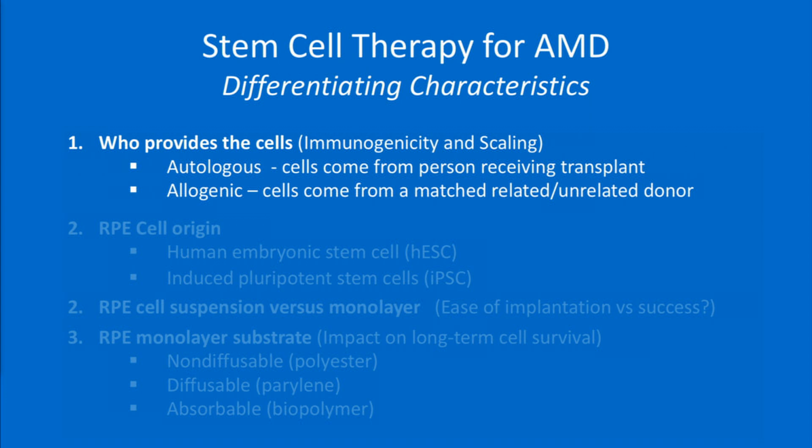And I think that has something to do with immunogenicity. There's scaling issues that come into play. What's your impression of that? Well, yeah, I think you've correctly outlined autologous versus allogeneic. With autologous coming from the person receiving the transplant, you don't have to immunosuppress, but you're still dealing with potentially the same genetic defect that led to the disease. As Glenn pointed out, allogeneic comes from a matched related or unrelated donor, so they do need a little bit of immune suppression.